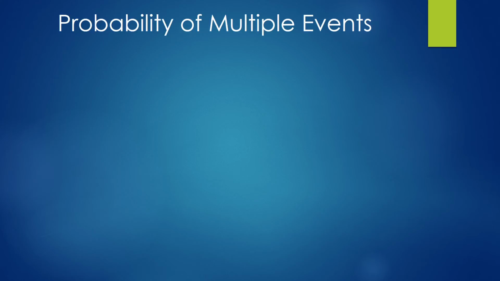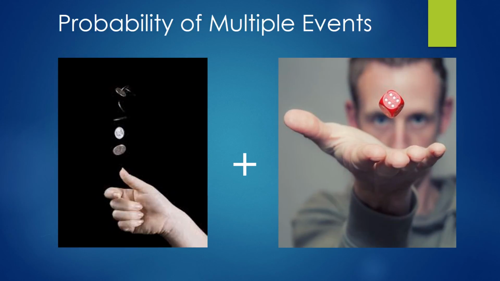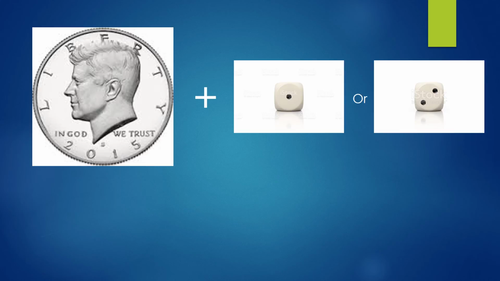Now let's consider the probability of multiple events happening. Let's say we're flipping a coin and rolling a die at the same time. What is the probability that the coin is heads and the die is a 1 or a 2?